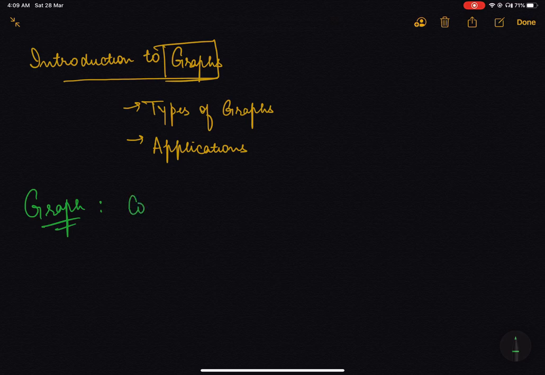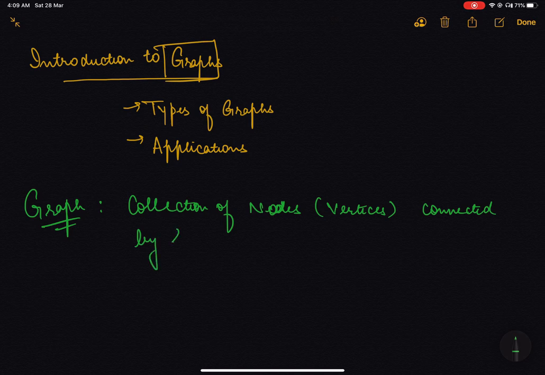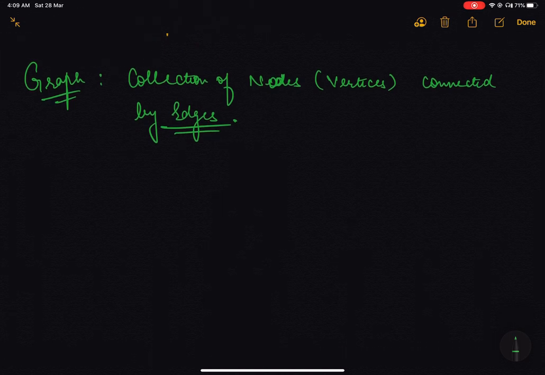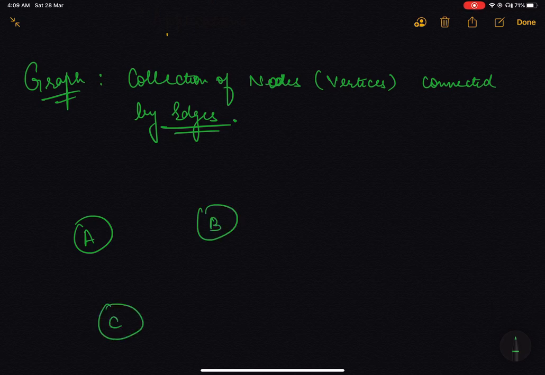Graph can be defined as a collection of nodes. These nodes can also be known as vertices connected by edges. For example, let us consider some nodes. These nodes can represent any arbitrary kind of data. For example, let us have four nodes A, B, C and D, and let us assume that an edge between the two nodes implies that these two nodes are friends of each other. So here each node implies a person and each edge implies a friendship relation.